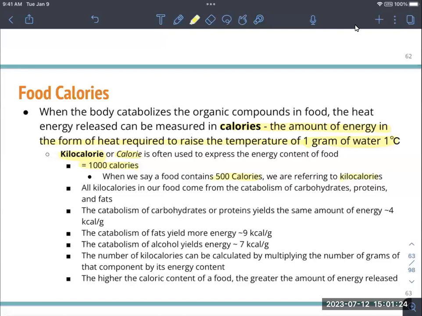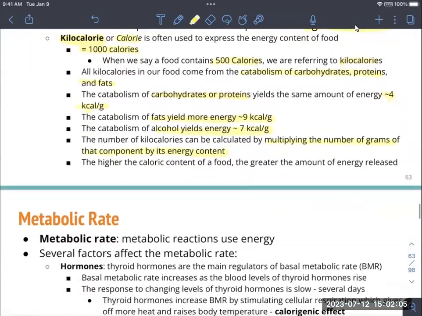So all these different kilocalories in our food come from carbohydrates, proteins, and fats, breaking these down. The catabolism of proteins and carbohydrates gives approximately 4 kilocalories per gram. Fats are about 9. Alcohol is about 7. So the number of kilocalories can be calculated by multiplying the number of grams of that component by its energy content. The higher the calorie content, the greater the amount of energy being released.